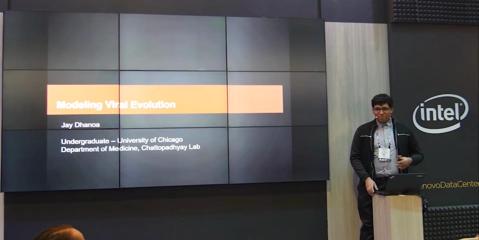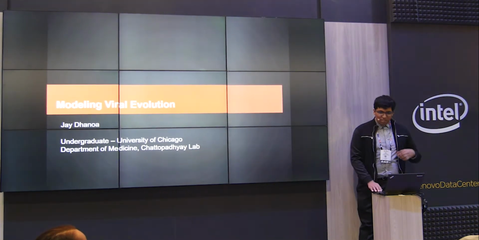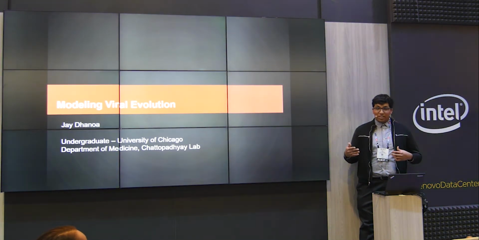So my name is Jay Dhonoa. I'm a third-year undergraduate at the University of Chicago. I work in the Department of Medicine, and my research centers around using machine learning to predict the likelihood of the flu outbreak.